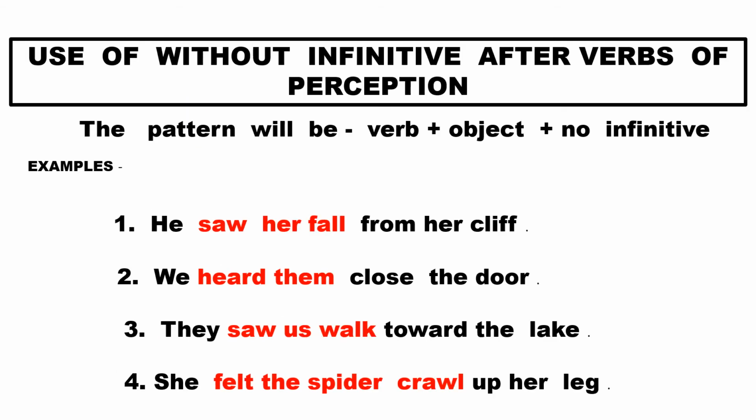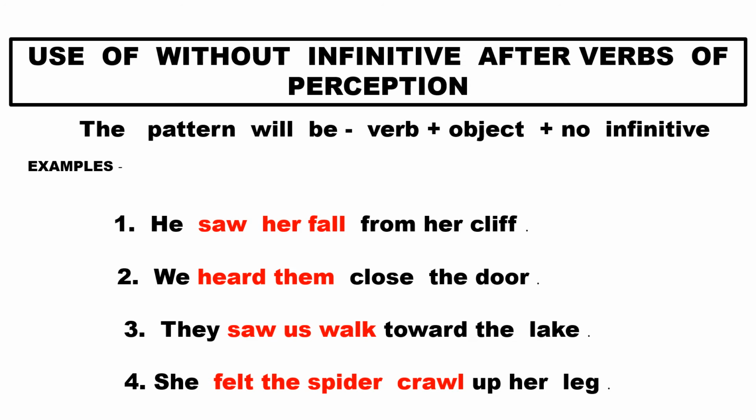Now we will see the use of the infinitive without "to" after verbs of perception. Perception means the way of looking. The pattern will be verb plus object plus bare infinitive. We will not write "to" after the verb, but in meaning we will take the infinitive. Now we will see the examples. "He saw her fall from the cliff." As I said earlier, the pattern is verb plus object plus bare infinitive. In meaning it is "he saw her to fall from the cliff", but we will not write "to" here, though in meaning we take the infinitive.